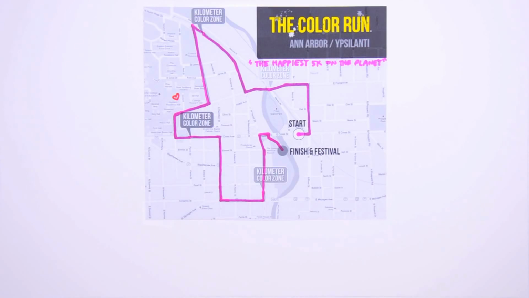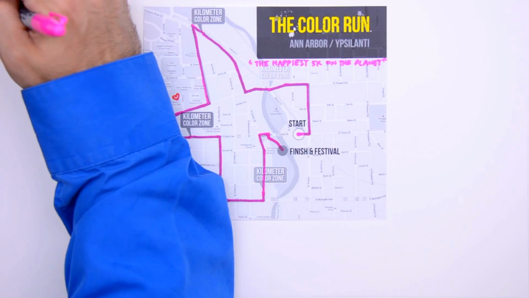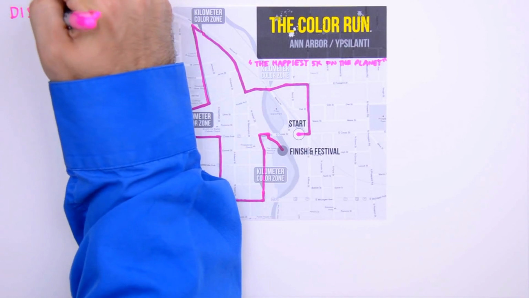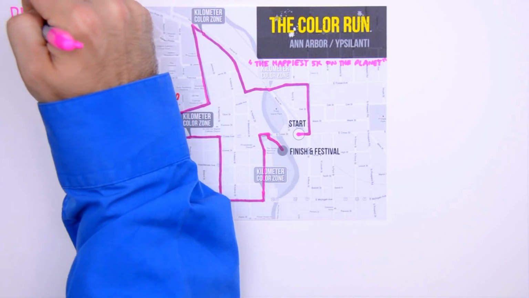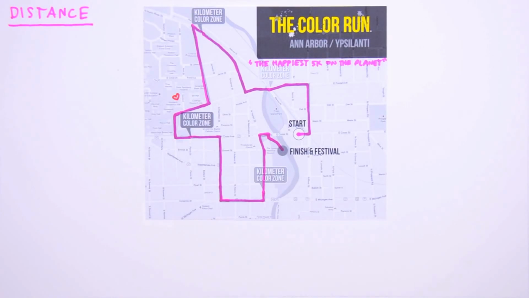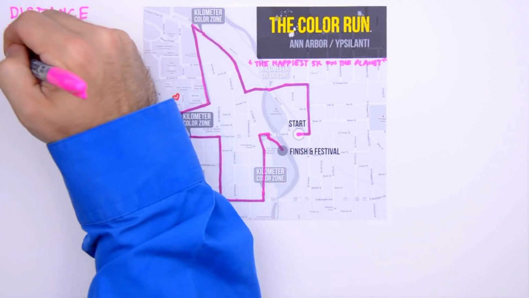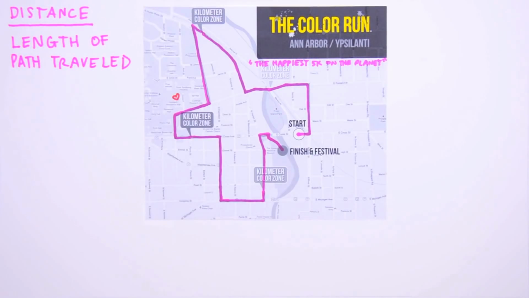So, we're going to determine a particular runner's average speed and average velocity for their run, but before we do so, we need to understand the difference between two more fundamental quantities, distance and displacement. Distance is simply the length of the path traveled by the body in question. In a car, distance is measured by an odometer.